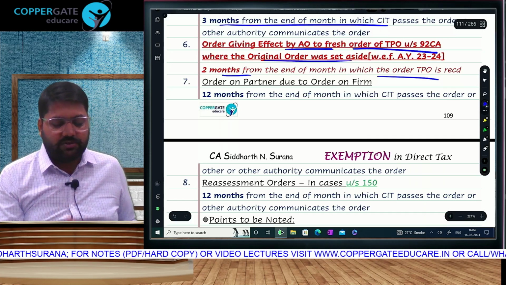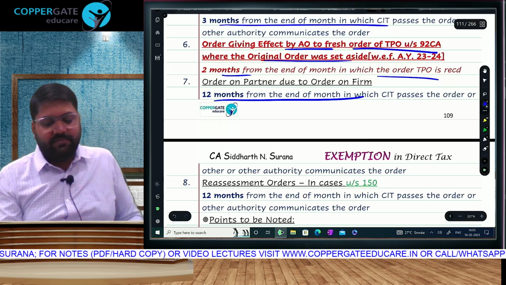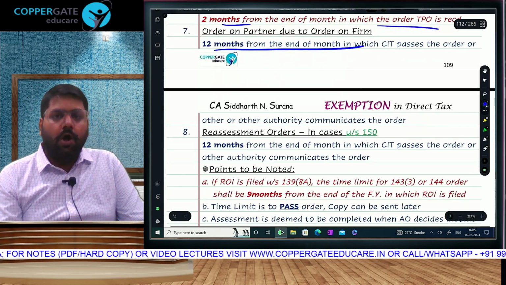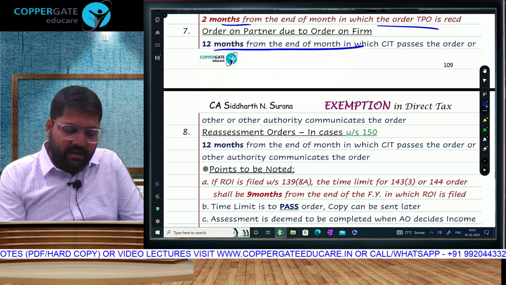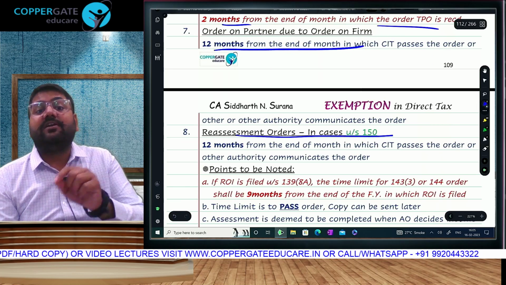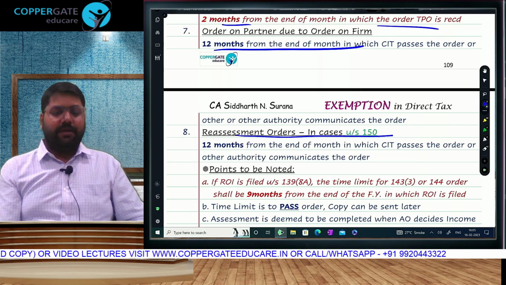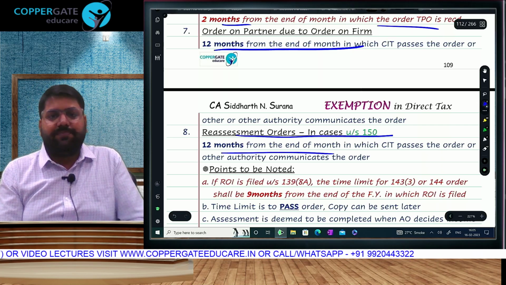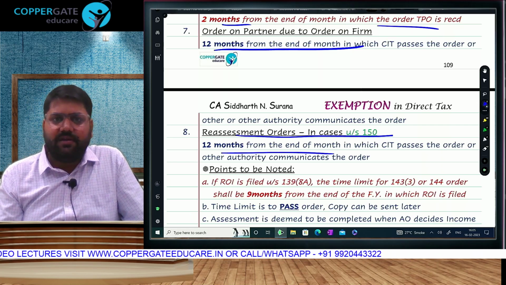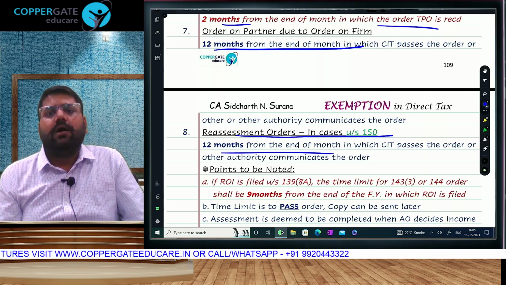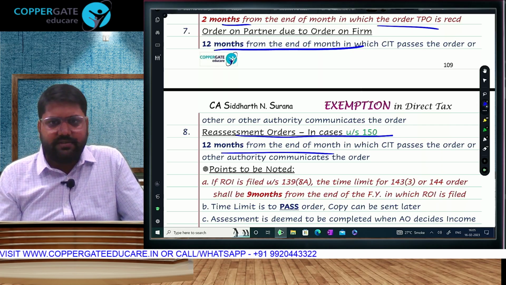Because of partner, because of firm, if there is order on partner, then 12 months from the end of the month in which CIT passes or ITAT communicates. And in case of reassessment order which are dealt with section 150 where time limit is not applicable, then for that it is going to be a separate time limit, 12 months from the end of the month, again in which CIT passes the order or ITAT or any other authority communicates the order.